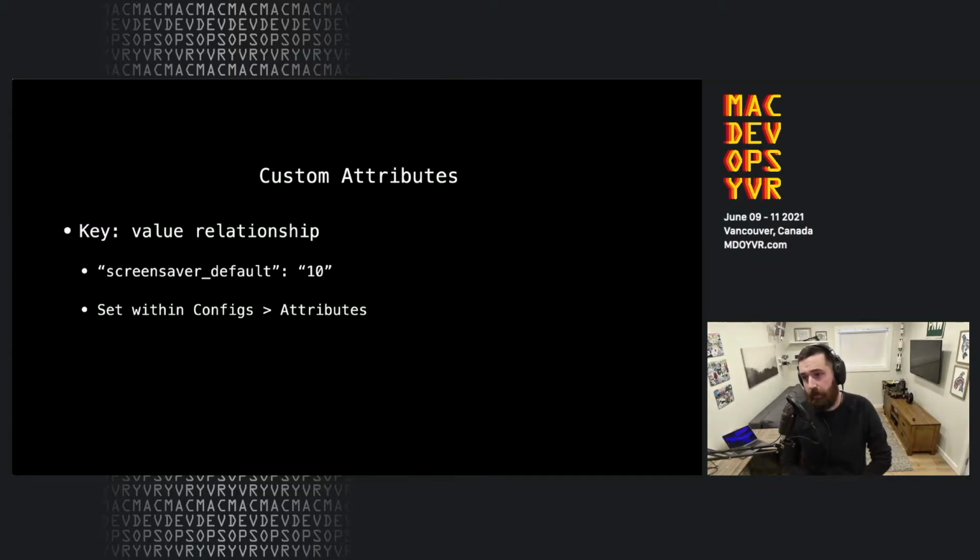Really, what custom attributes in Simple are is just a basic key-value relationship. Those can be defined within Simple, and that's really cool. Actually, within the UI, you can just go to configs, attributes, and then start setting them out.